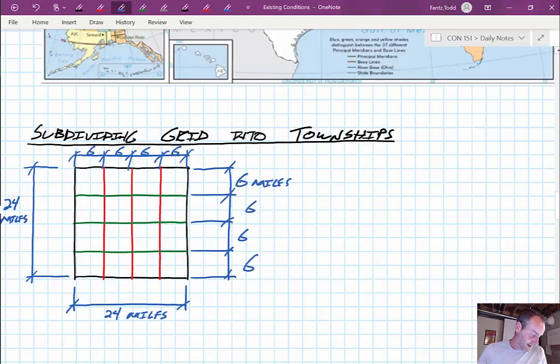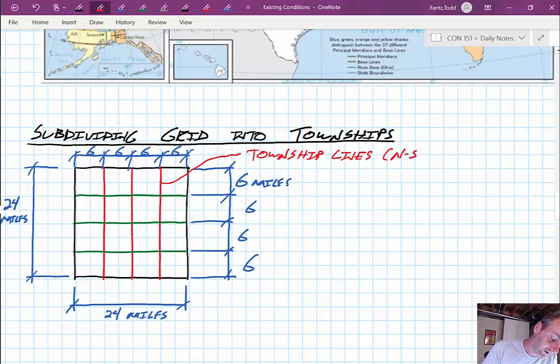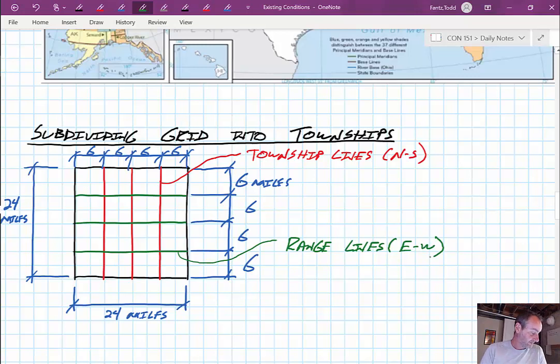Now, we have to label these so we can figure out what we're talking about. The first thing we would say is these vertical lines here, we're going to call these our township lines. The township lines, as you can see, all run north to south. And horizontally, this road I've drawn in green, we're going to call our range lines. Of course, those range lines run east to west, or west to east, doesn't really matter.